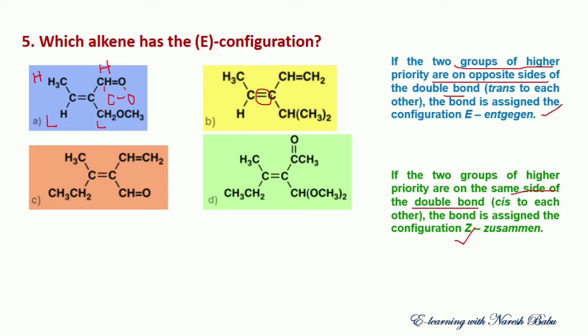So this is the highest priority. So the highest priority groups are present on the same side. So this compound is a Z configuration. Coming to this example, this is the lower priority and this is the highest priority.